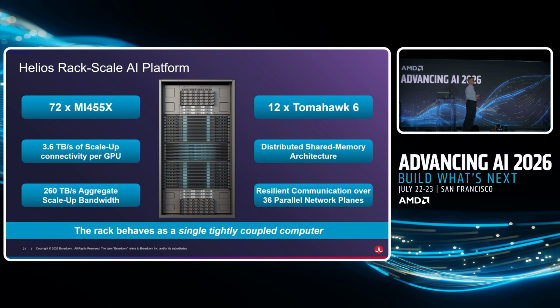Okay, just at high level again, I think you've seen this a couple times, so I won't go through all the numbers, but per Helios rack, 72 MI455s, there are 12 Tomahawk 6s, a huge amount of bandwidth for scale-up. One thing I think was important that David mentioned is that you have very resilient communication over 36 parallel networking planes. So a very high degree of resiliency within this rack. The net result is that you have one large compute unit in the rack that has a distributed shared memory architecture and allows this rack to behave as a single tightly coupled computer.